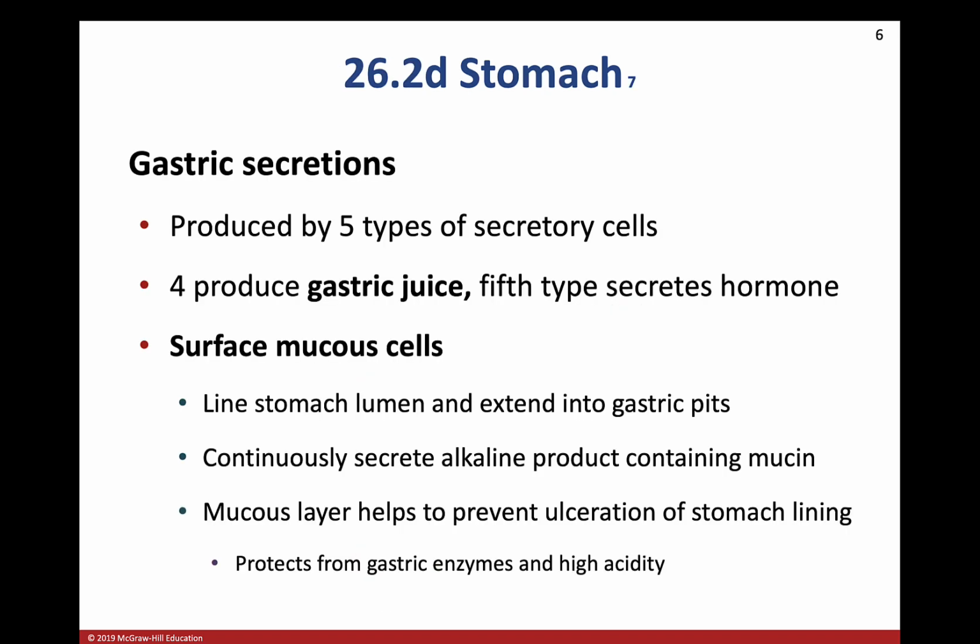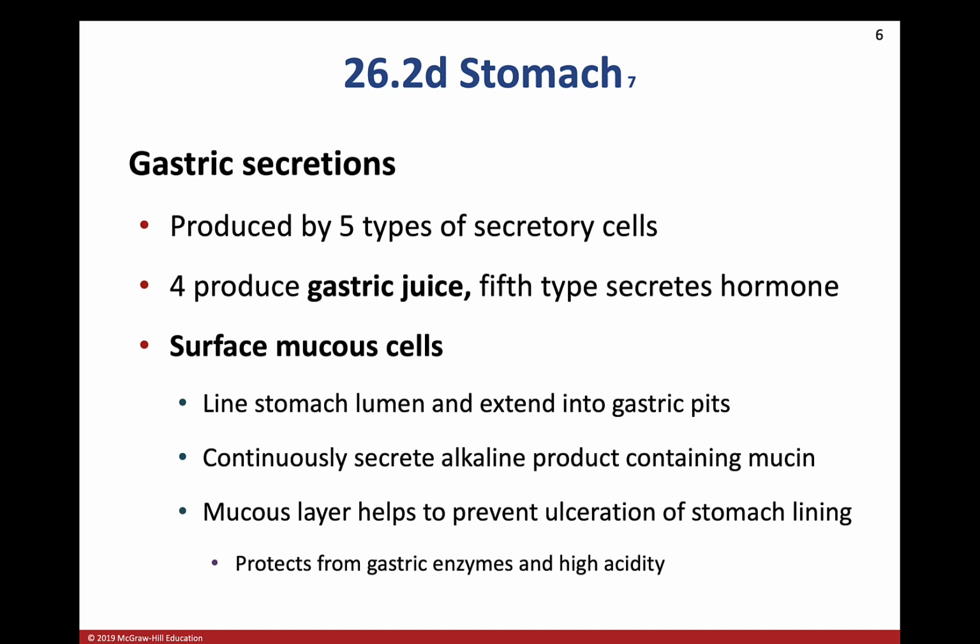Now, as noted, what I think is especially important is to know the gastric secretions and what cell they originate from. We've already addressed that there are 5 types of secretory cells. 4 actually produce gastric juice, and the 5th will be secreting the hormone gastrin. First are surface mucus cells.